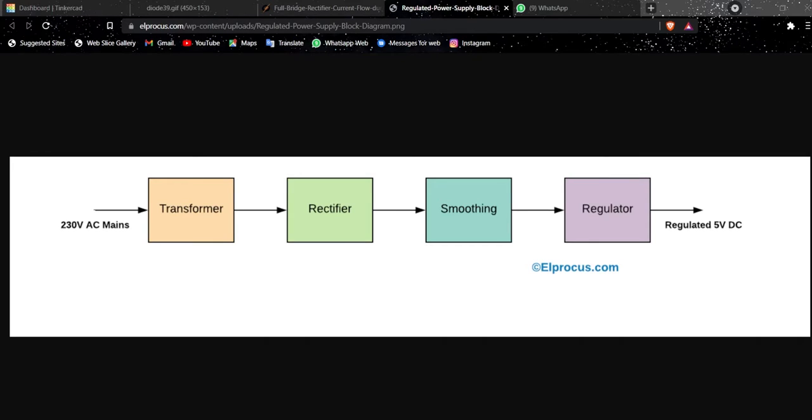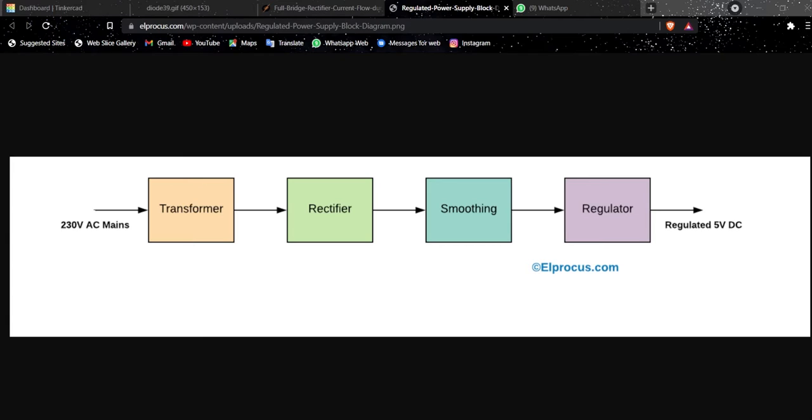Now we are going to construct and simulate one of the major components of any power supply, that is the rectifier. A power supply actually consists of four phases. First is the transformer, where we step up or step down the voltage. Then the rectifier, where we remove the negative cycle and form a positive waveform. Then the filter or smoother, and then the voltage regulator.